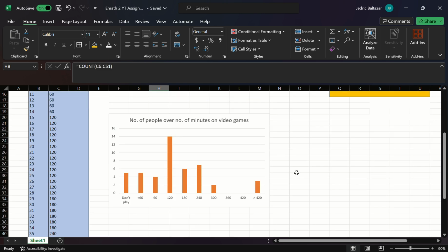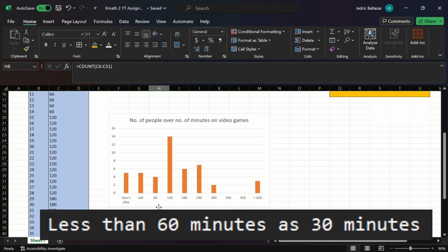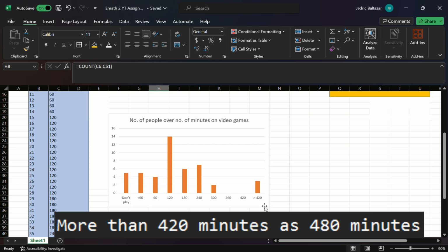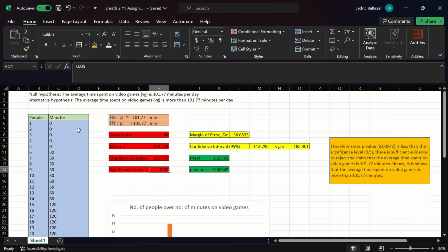If you look at this graph, it shows how many people spent how many minutes on video games. The y-axis is the number of people and the x-axis is the number of minutes. I took don't play as 0 minutes, less than 60 minutes as 30 minutes, and more than 420 minutes as 480 minutes. The table on the left here is all the data I collected arranged in a number of minutes.